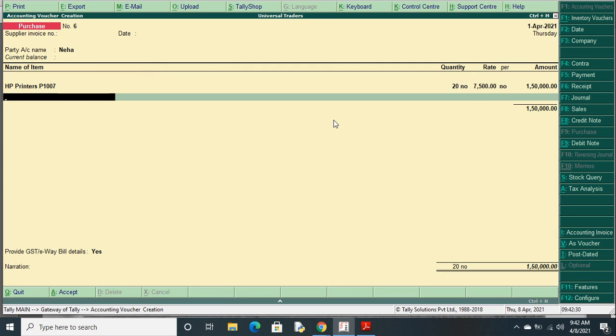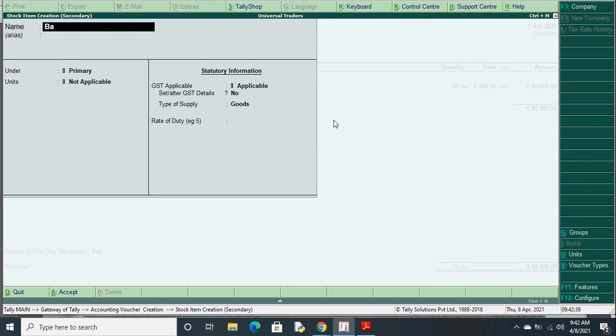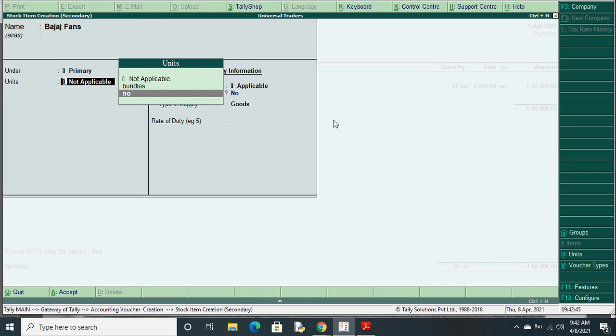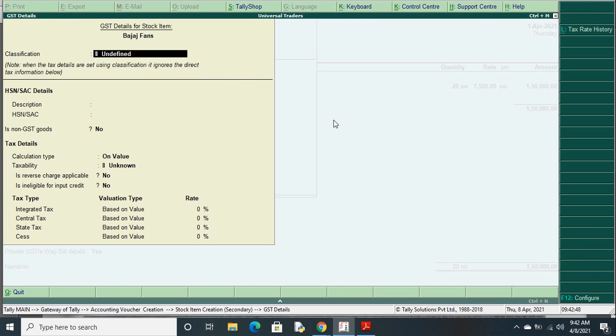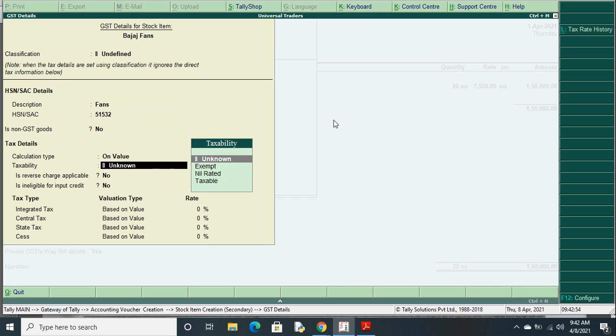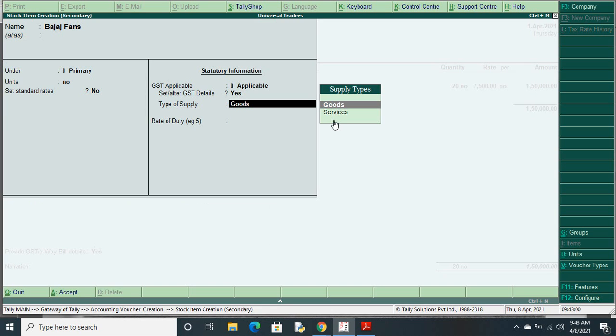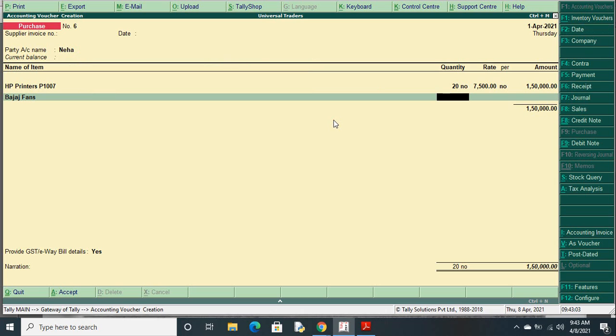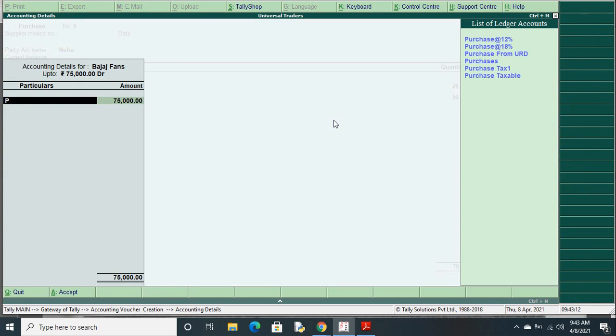If you create one more item, what are the things we have with 18%? Just now you said fans, right? Yes, sir. Bajaj fans, primary, HSN number applicable, yes. Fans, some number, on value, taxable, here same 18%. Goods. So I am purchasing 50 fans, 1500. Already I have purchased with 18%.